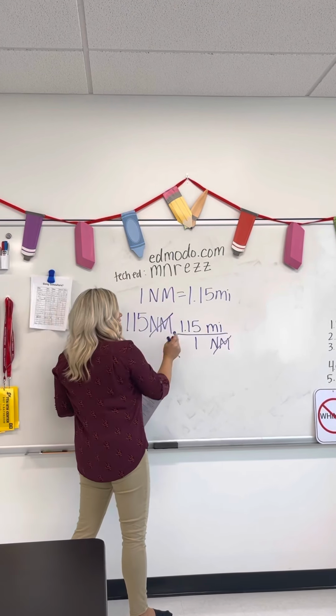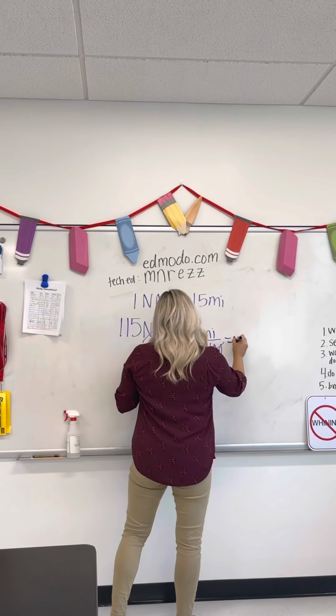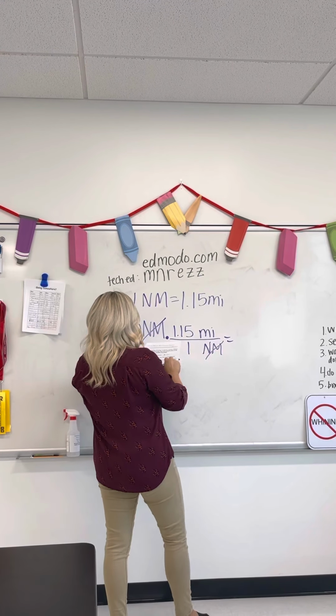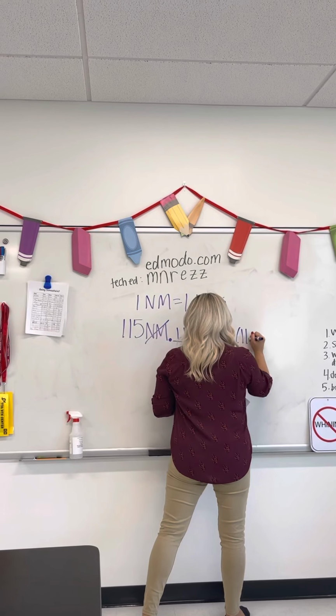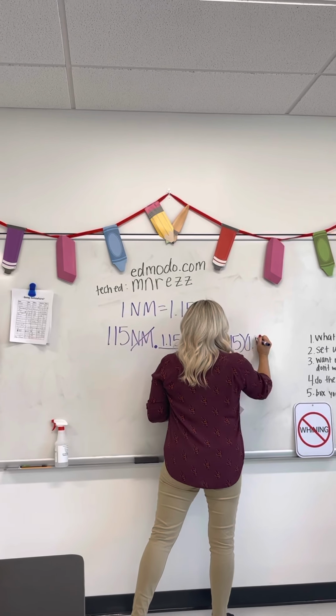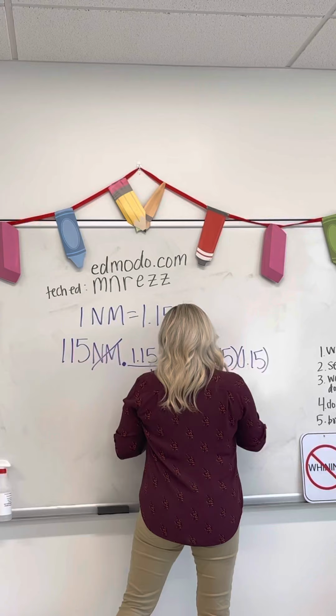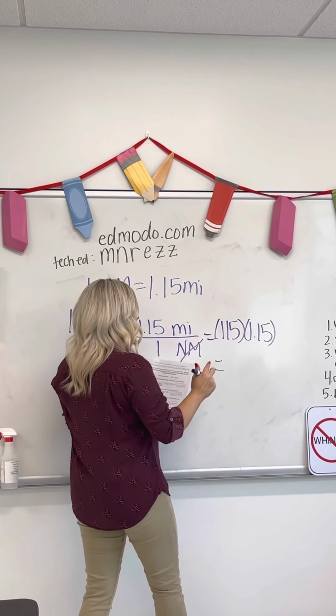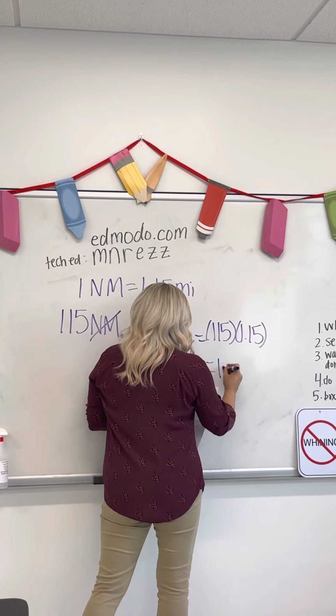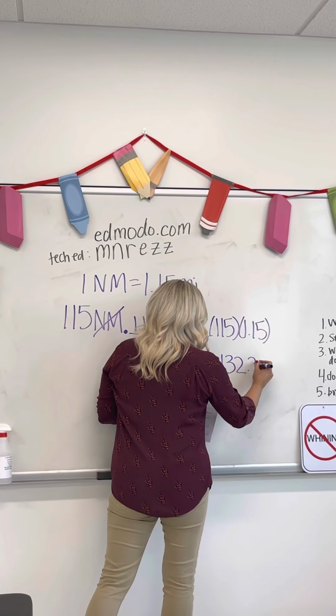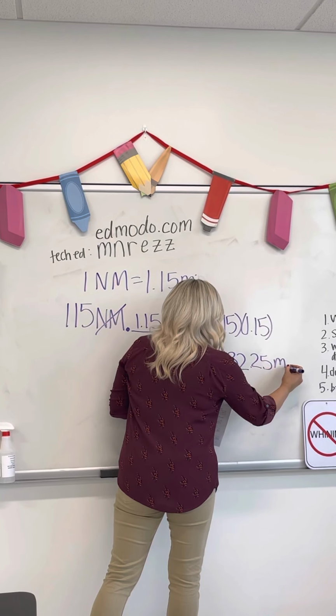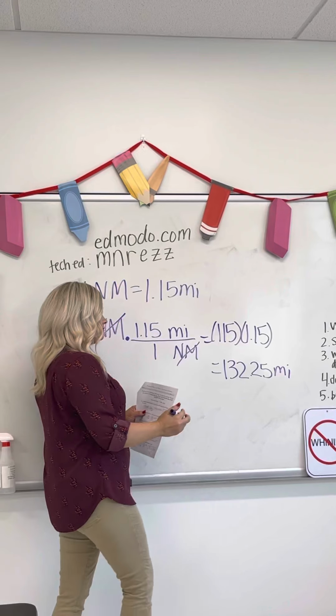I'm going to multiply these two by each other, and I'm going to be left with 115 times 1.15, and that is equal to, I'm going to plug that into a calculator, it's 132.25 miles. And that's my answer.